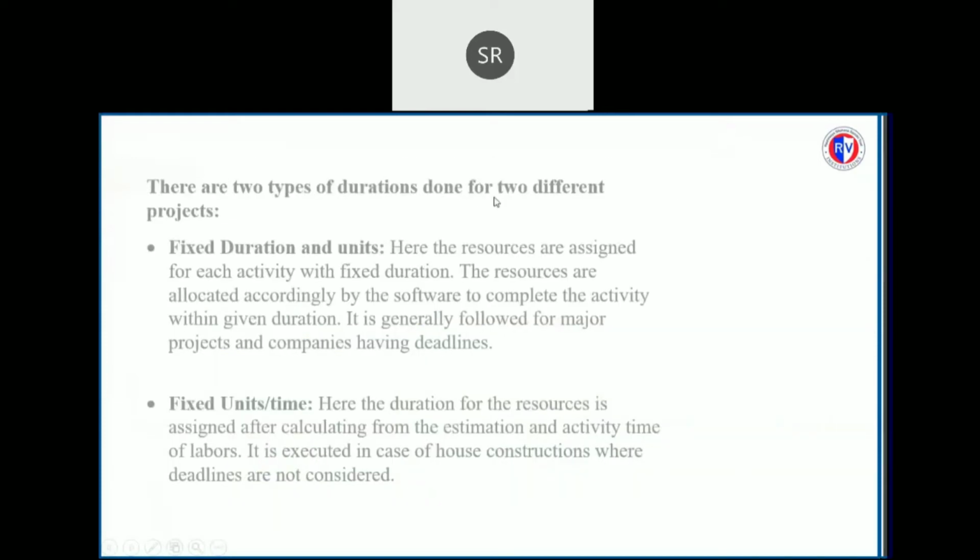And finally, coming to a project, there are two types of durations done for two different projects. One is fixed time duration and units. Here resources are assigned for each activity with fixed duration. The resources are allocated accordingly by the software to complete the activity within given duration. It is generally followed for most of the projects where companies have deadlines. And the second one is fixed units or per time. Here the duration for the resources is assigned after calculating from the estimation and activity time of labors, which is done from many quotation books.